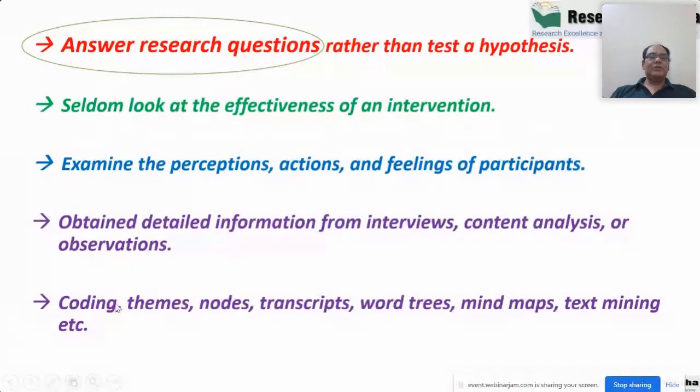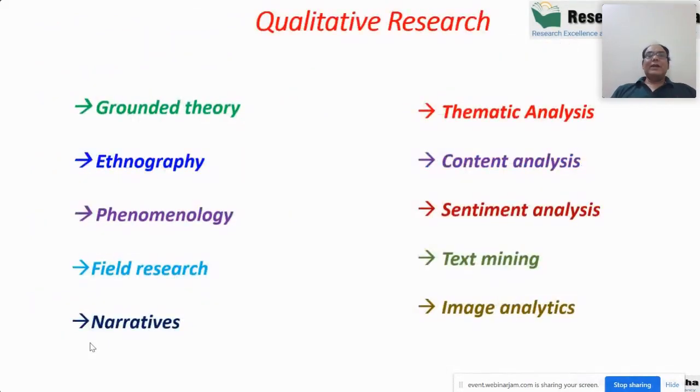And the words which I'm writing here, the codes, themes, nodes, transcripts, word trees, word map, mind map, text mining, these are the famous words which we use in qualitative research. So slowly we will discuss all these words, and I hope after this session you have some clarity on that. Okay. Now I divide the qualitative research into two sides.